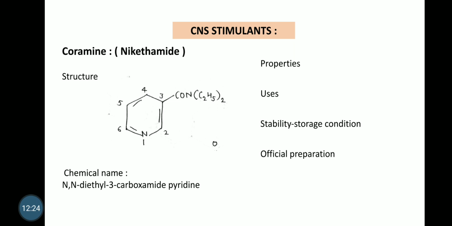Properties: it occurs as colorless or slightly yellow oily liquid or a crystalline mass having a faint odor and slightly bitter taste. It is miscible with alcohol, water and ether. Stability and storage: it is affected by light, therefore stored in well closed light resistant containers. It is used to overcome CNS depression, respiratory depression and circulatory failure. Official preparation: Nicethamide injection, which is official in your IP and BP.